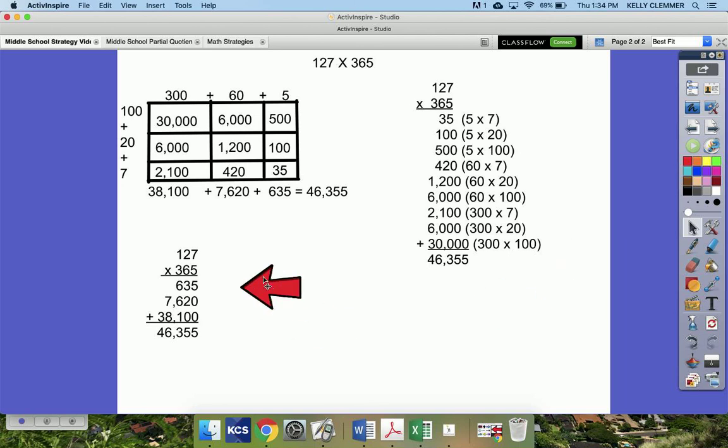You'll notice on the standard algorithm, you still see many of the same pieces showing up here that we saw back in our area model to begin with. And students can also look for that pattern and see where they come into play in the partial products. So students in middle school should be familiar with the standard algorithm. It is a 5th grade expectation that they master the standard algorithm for multiplication before entering the 6th grade.